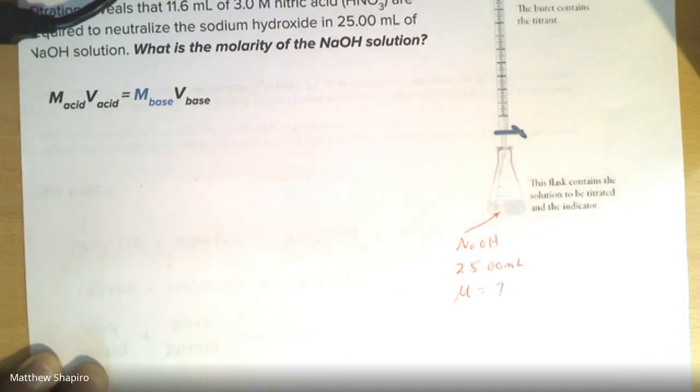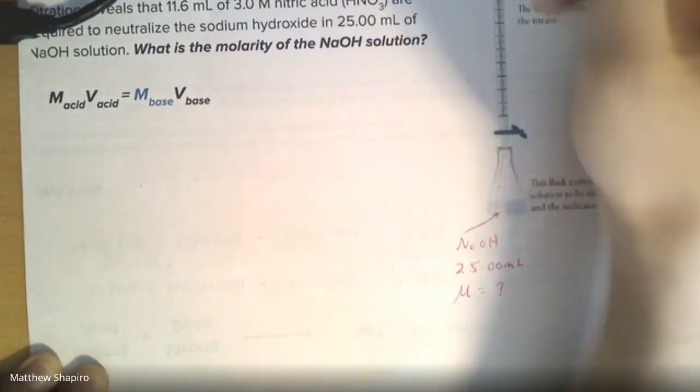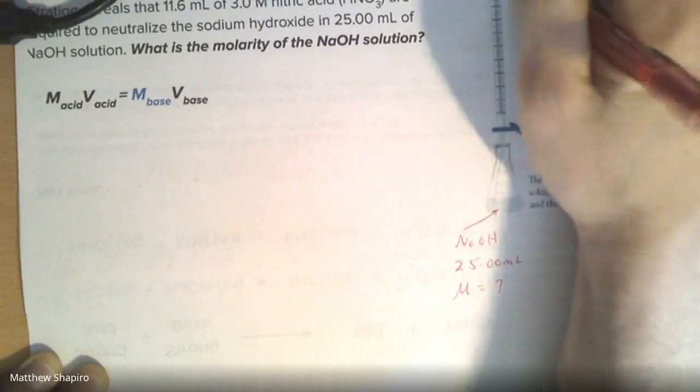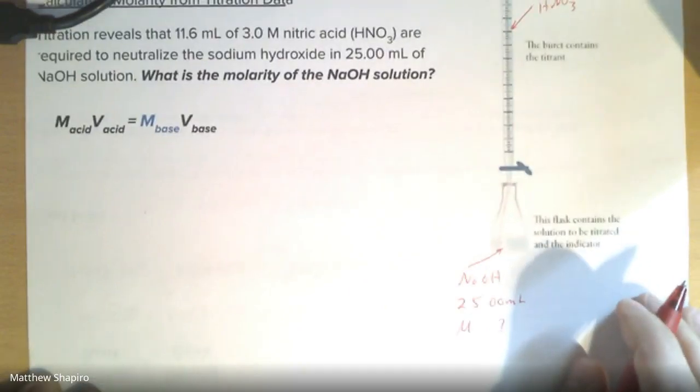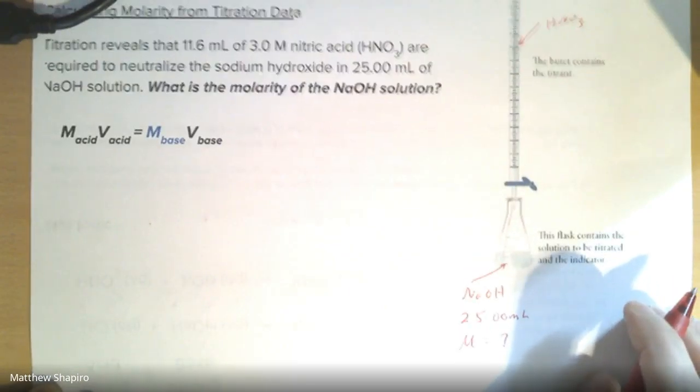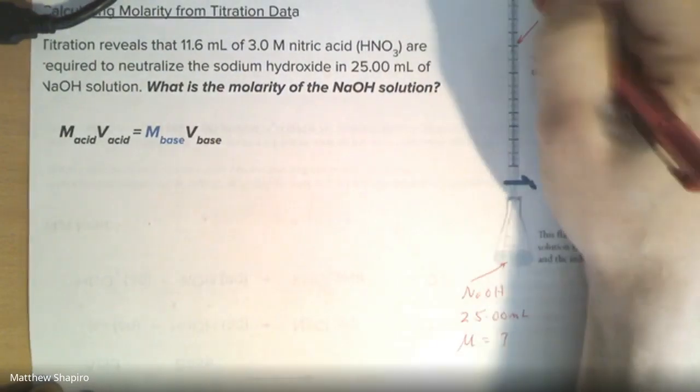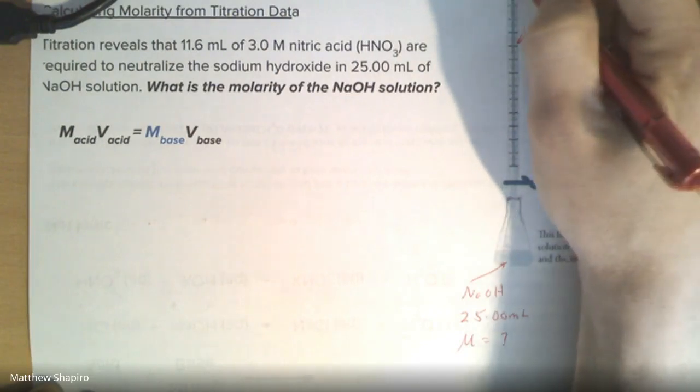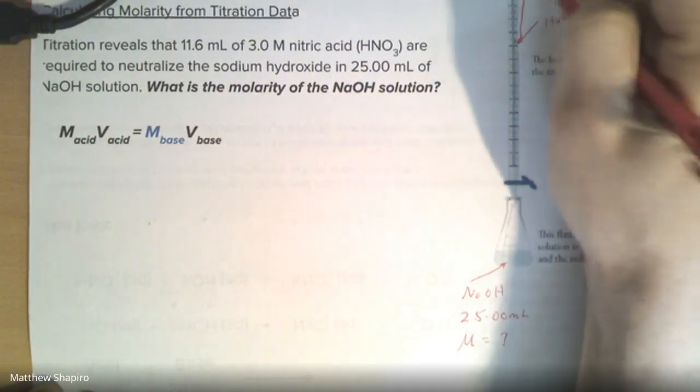It doesn't really matter. All right, so then it said in our burette, we had nitric acid. So this is our nitric acid here. Let me write that lower so you can actually see it. Okay. And it says we use 11.6 mils. So after we were done, let's say this is 11.6, we could actually measure it.